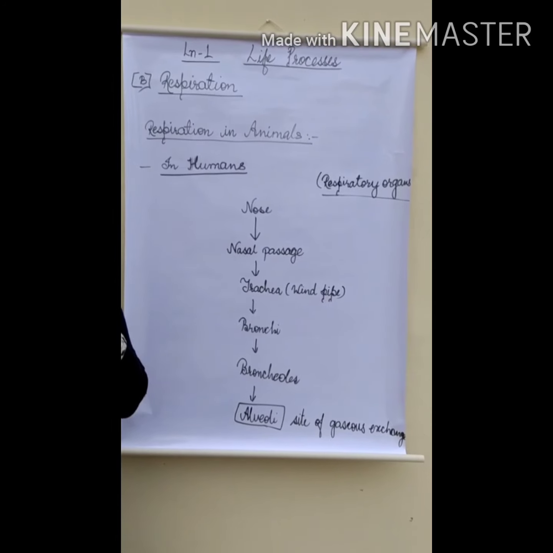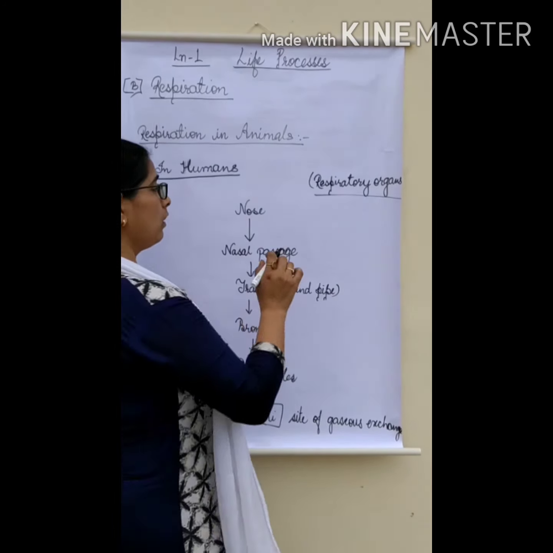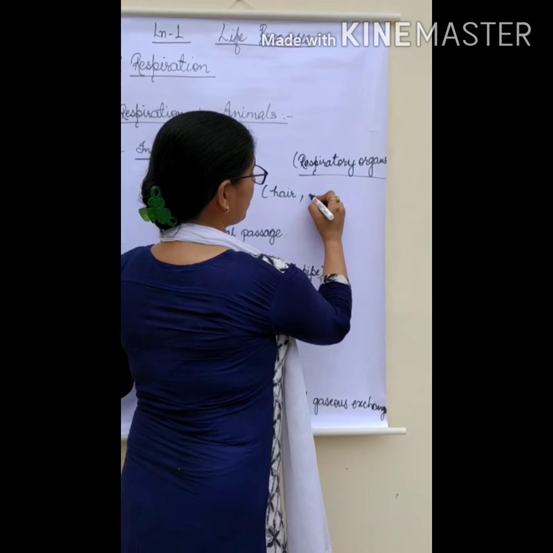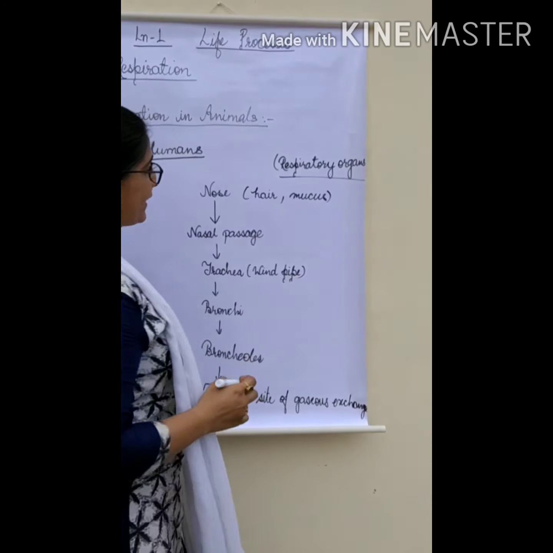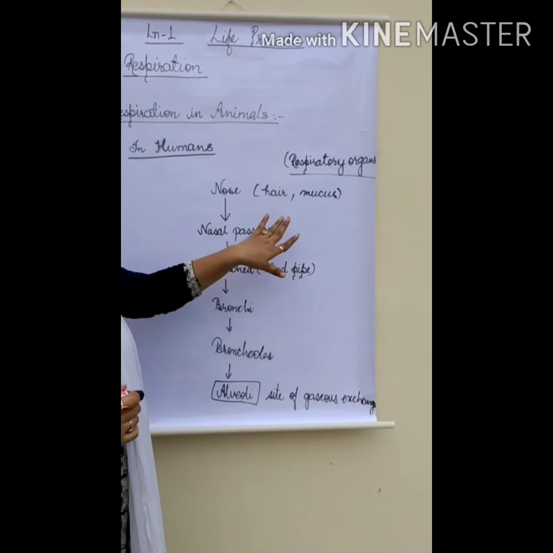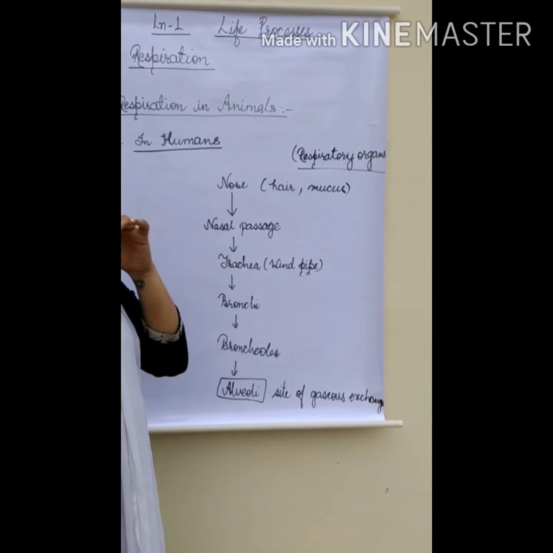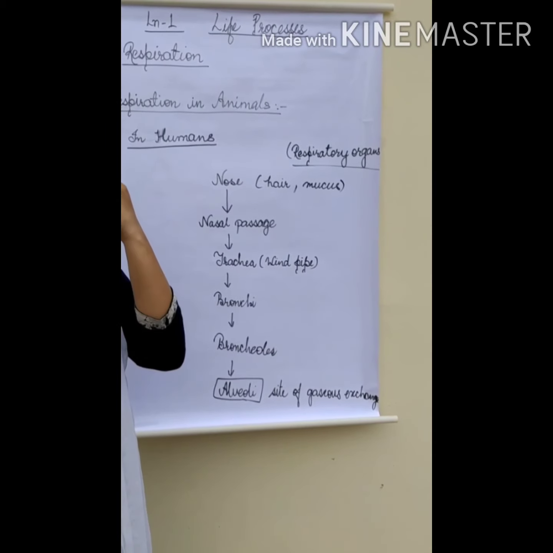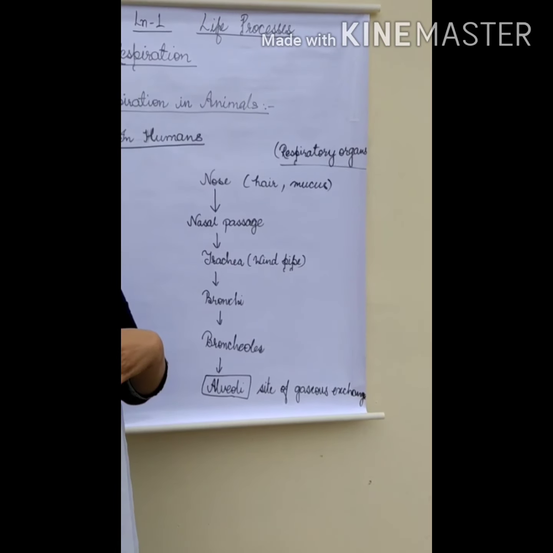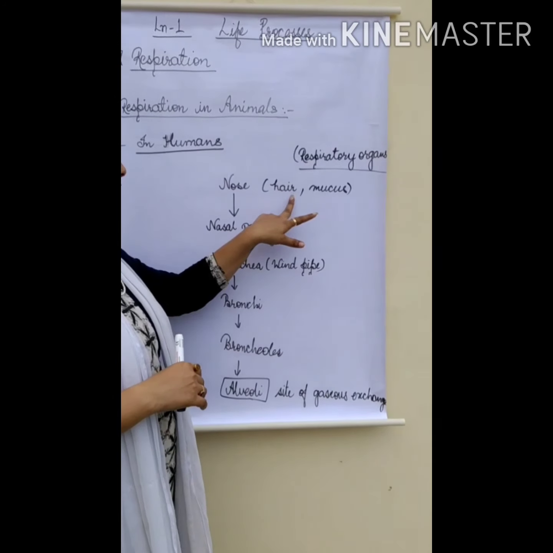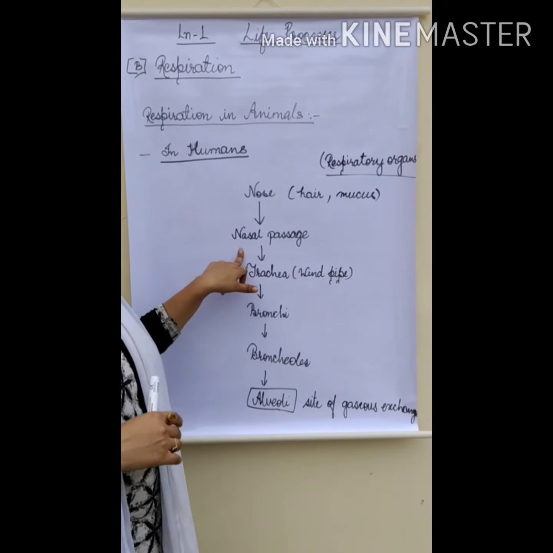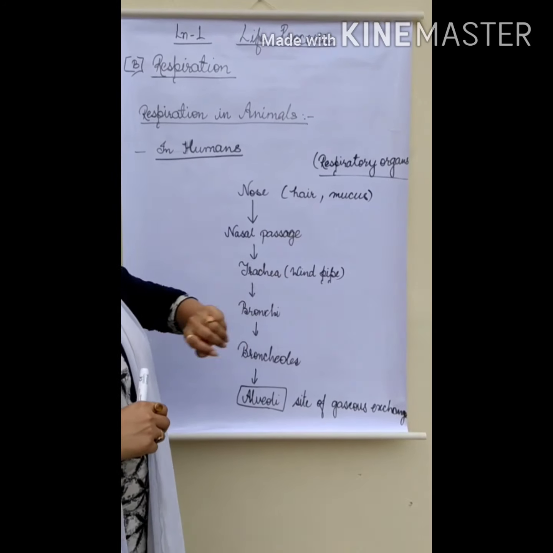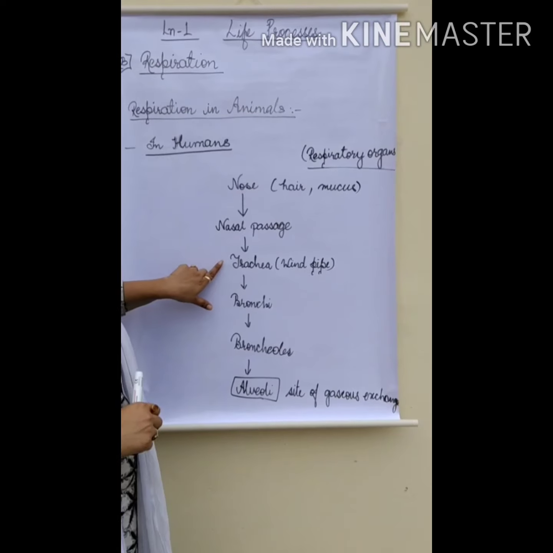Then it reaches the nasal passages. See here, in the nose there is hair, a ciliary structure, and then the mucous membrane. This basically filters the air so that the dirt and germs are filtered out here, and the nose also allows the air which enters our body to be adjusted according to our body temperature. Then it passes the filtered air to the nasal passages, which secrete mucus, and this mucus moistens the air. Then the filtered, moistened air reaches the trachea.